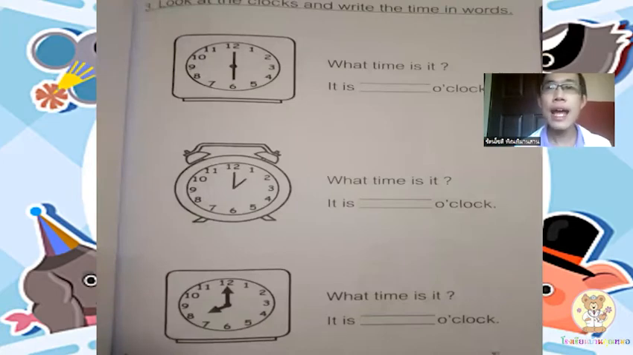Look at the clocks and write the time in verbs. So look at the clocks and write the time in verbs. So you need to take a look at the picture. What time is it? And after that, you need to write the time in verbs in the blank space over here. Please take a look at the first clock.